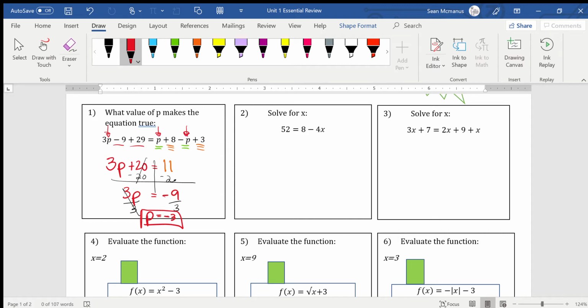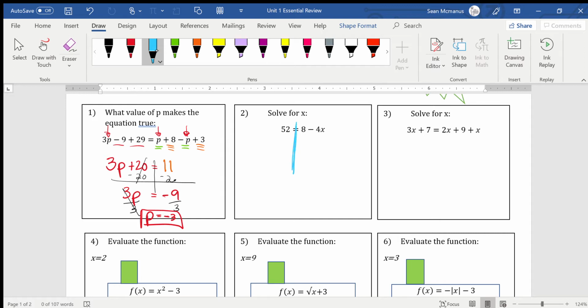Okay, question 2, solve for x. So this one's a little bit closer to being solved when we start, so that's a good thing. Again, we want to get all the x's on one side and all the constants on the other, and we do that using our process of moving things around with our properties of equality. So sometimes, I like to think of it as a scale.